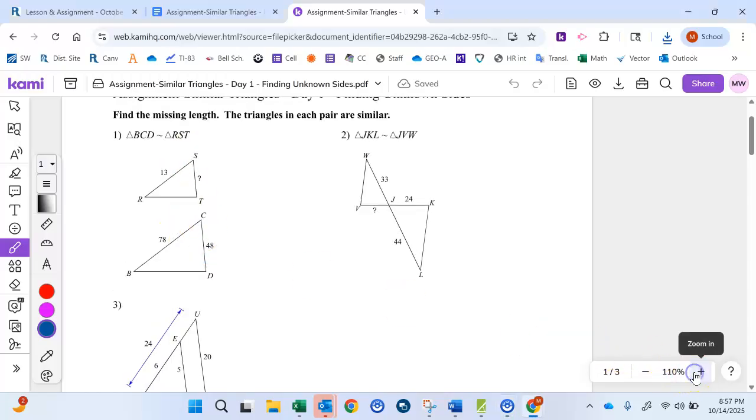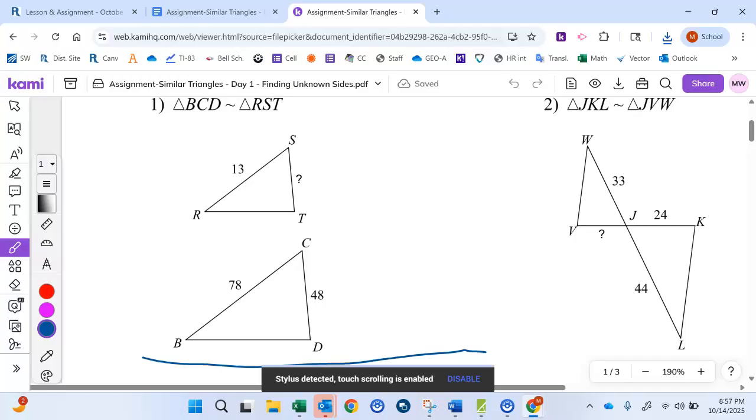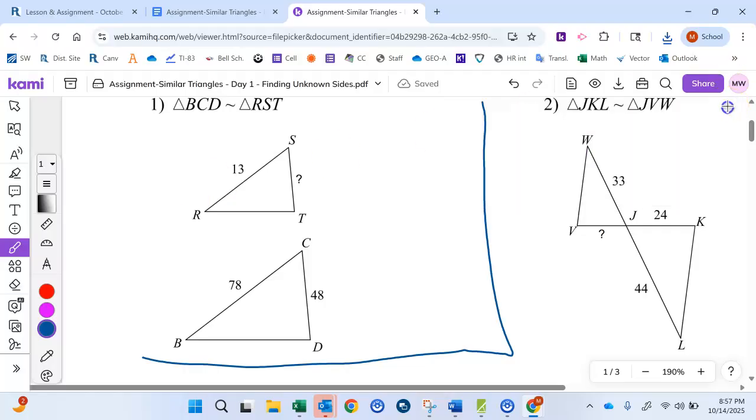Okay, so first of all, let me make it bigger. Number one is telling us that these two triangles are similar, right? This one is similar to this one. Oops, what's going on with my marker? Okay, so what does that mean? Well, we're trying to find this side right here. What is this side, right? What is that side? Okay, that's ST, we know that.